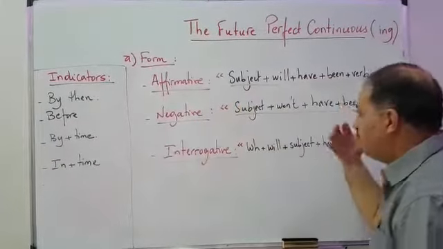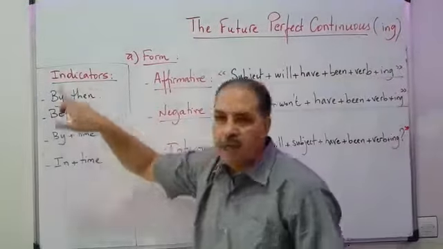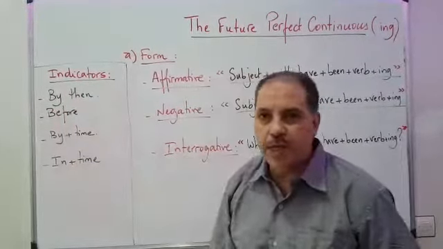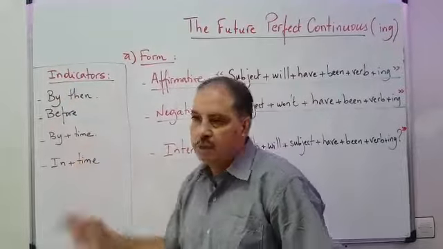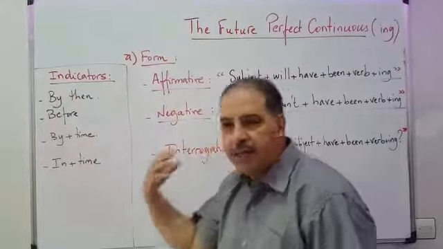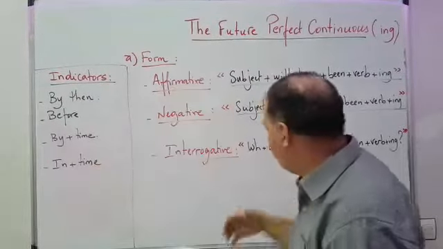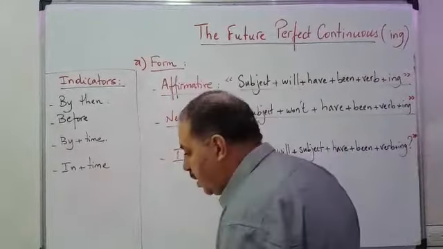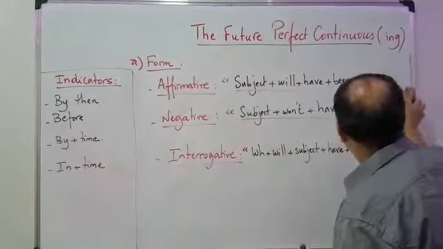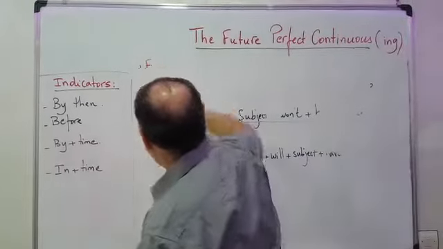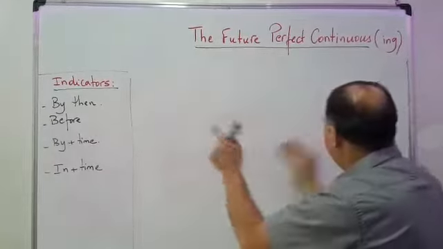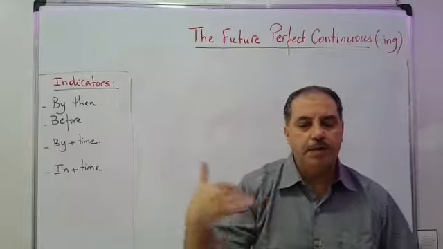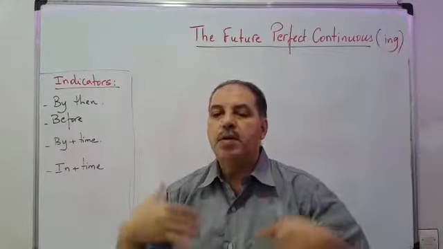So, in my previous video, I talked about some indicators. We have by then, before, we say before Monday, before Tuesday, before the deadline, and by plus time, for example, by the beginning of the month or by the end, and in plus time. So let's move now and talk about the use of future perfect continuous. Okay, now we know the form. Everybody knows the form now in affirmative, negative and interrogative. Now let's talk about the use.